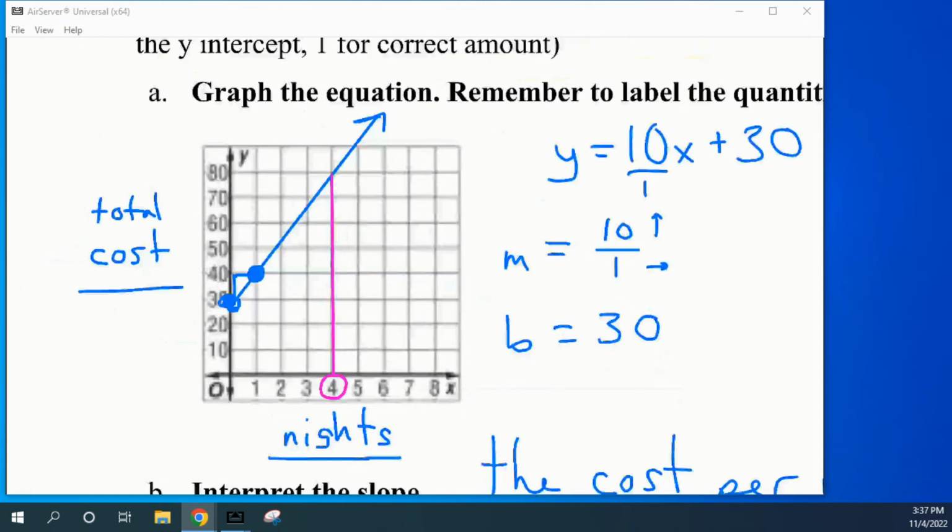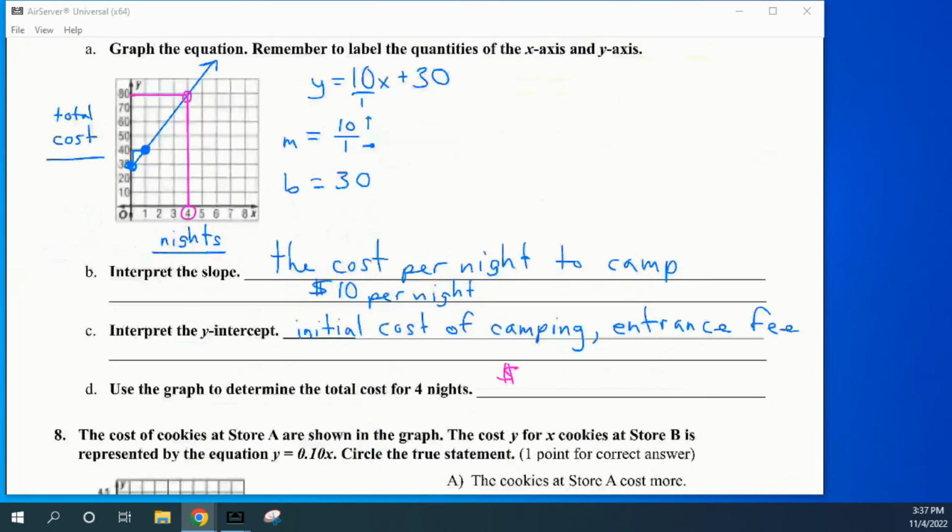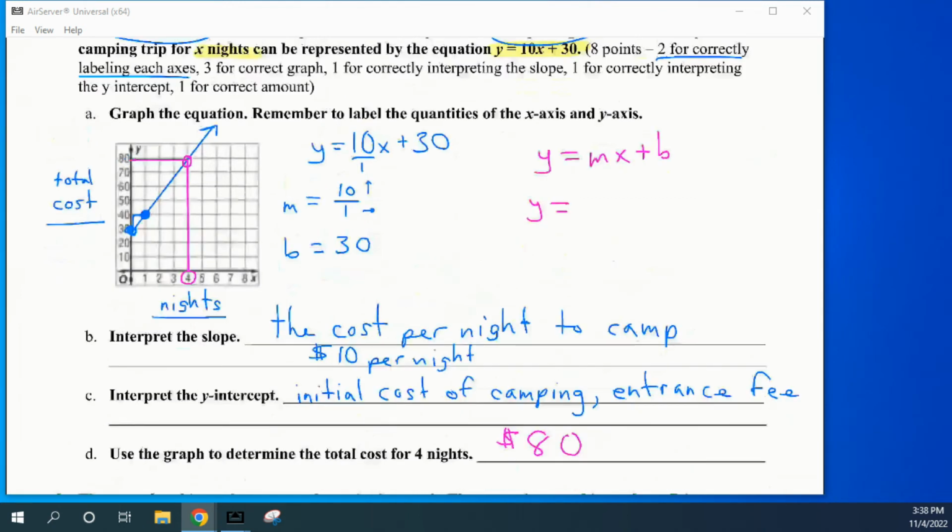The other way to do it is to use the slope-intercept form. So I'm going to go y equals mx plus b, substitute in my slope, which it gives me as 10, substitute in the x, which it gives me. Remember x is nights, so I'm going to substitute in the 4 nights. Oh boy, something's going to be weird here. Plus b is 30. When I do this, something interesting happened that didn't happen all day. We have a difference in our answers.